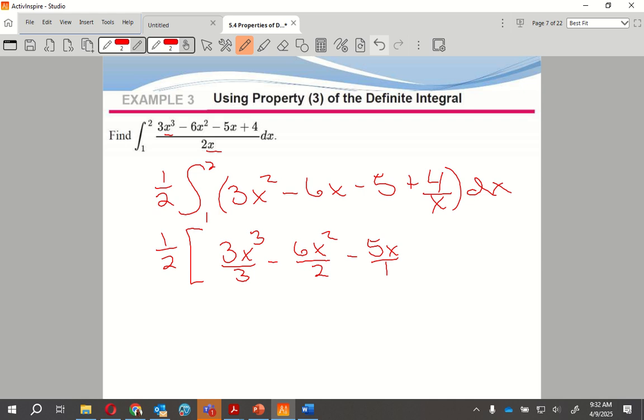Wait. Isn't that just 1 over x? Yeah. What's the integration of 1 over x? ln x. So this is going to be plus 4 ln of x, and that is going to be from 1 to 2.